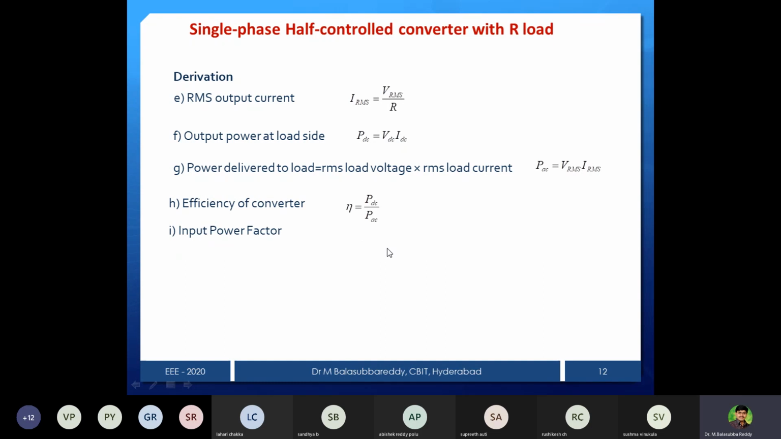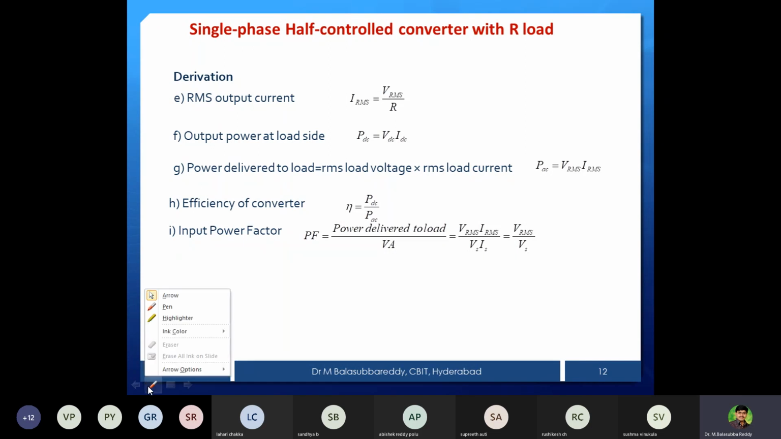And the input power factor. So the power factor formula is power delivered to the load divided by volt amperes. You can see that the power delivered to the load formula is already known to you: VRMS into IRMS divided by volt amperes. So volt amperes is Vs into Is, the supply voltage and the current. So Vs, Is and IRMS will get cancelled, and finally the power factor is nothing but VRMS by Vs. This is important, the input power factor of a controller, because power factor will play the major role. Now we can see that it is VRMS by Vs.